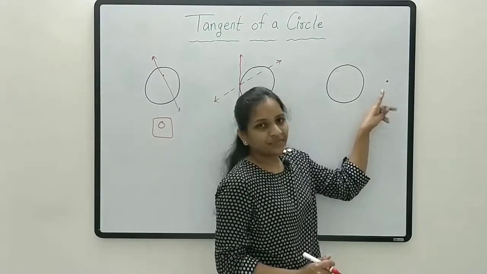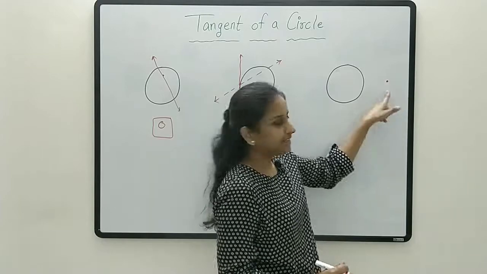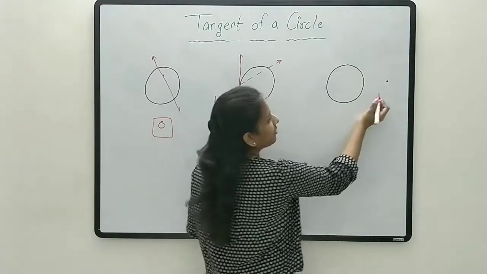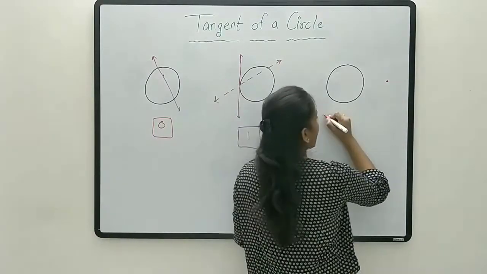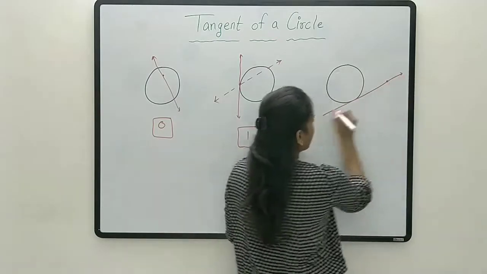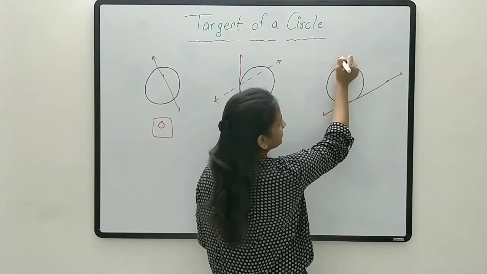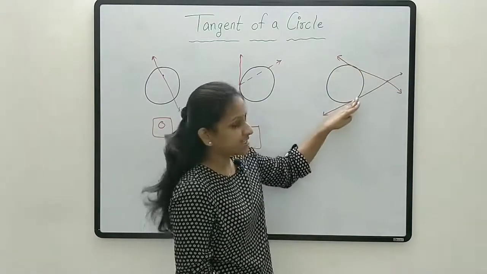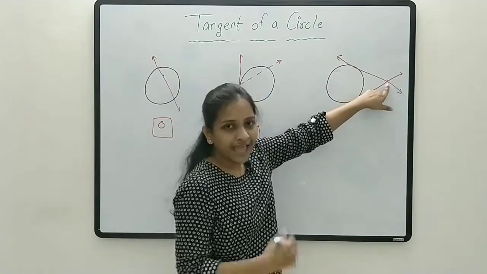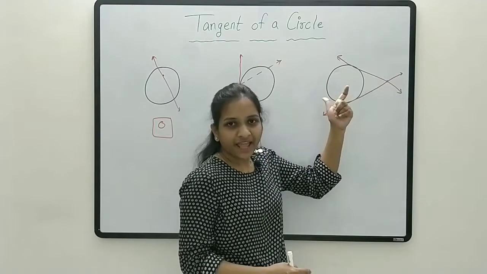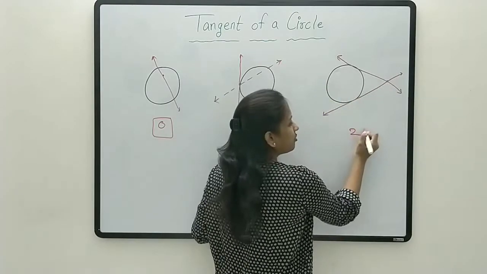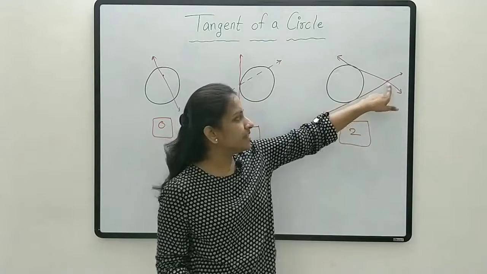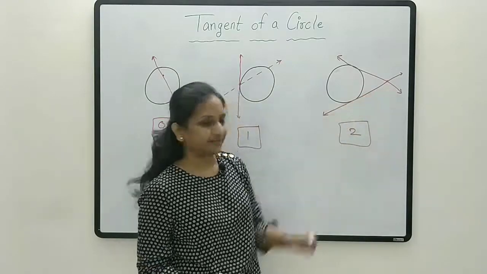Okay, now here the point is outside the circle. This is the external point. Now from this point we can draw a tangent like this and a tangent like this. Okay, so there are two tangents. Any other line from this point will not be a tangent to the circle. Okay, only two tangents we can draw when the point is outside of the circle.